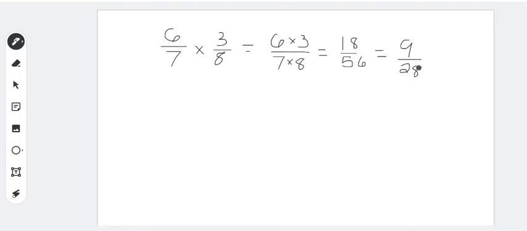Then I check, see if I can reduce it any further. Well, 9's odd and 28's even, so I can't divide them both by 2. The factors of 9 are 1, 3, and 9, and the factors of 28 are 1, 2, 4, 7, 14, and 28. So none of those numbers are similar, so this is as reduced as I can get it. So 9/28 is my answer.